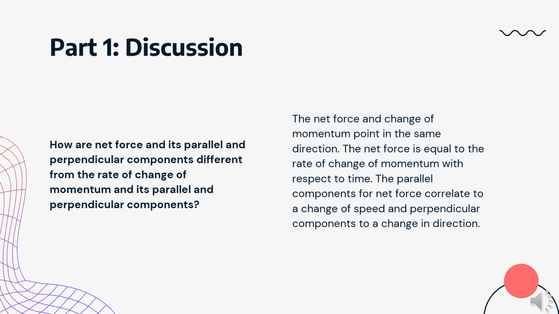How are net force and its parallel and perpendicular components different from the rate of change of momentum and its parallel and perpendicular components? Well, the net force and change of momentum point in the same direction, while the net force is equal to the rate of change of momentum with respect to time. The parallel components for net force correlate to the change in speed, and perpendicular components to a change in direction.